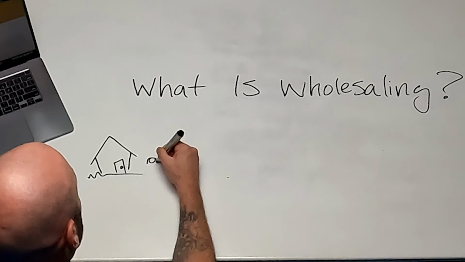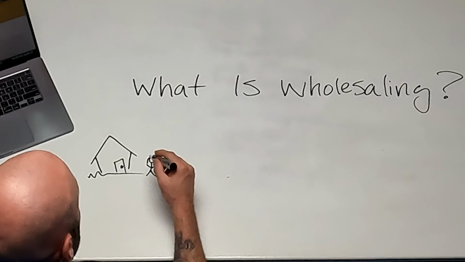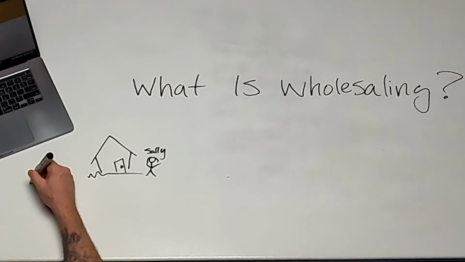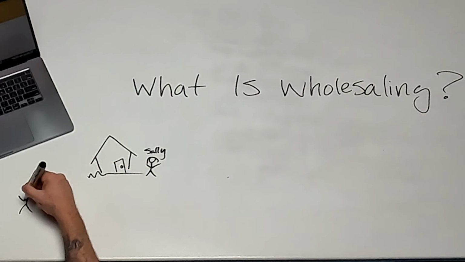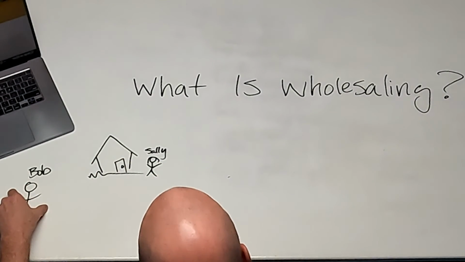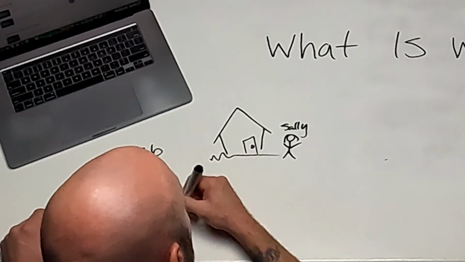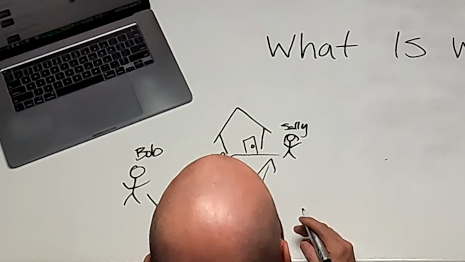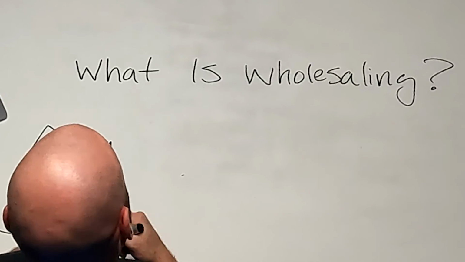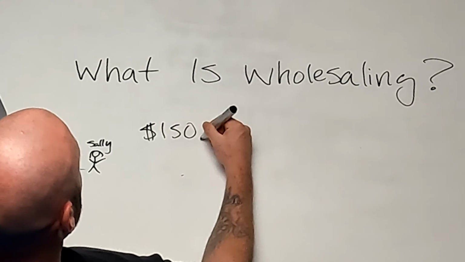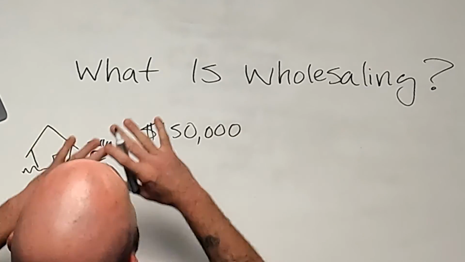Now, this process broken down is, this is Sally. Sally owns this house. She owns real property. And this is Bob. Bob is a real estate investor. So Bob, his goal is to get in contact with Miss Sally to see if she'd be interested in selling her house. Now for the training purposes, let's just say that Miss Sally's house is worth $150,000 fixed up, right?